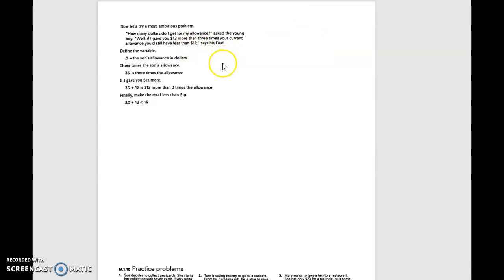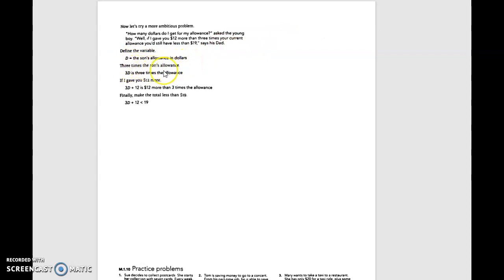Now, this problem is a little bit more complicated, but still we're going to follow our same 4 steps. How many dollars do I get for my allowance? asked a young boy. Well, if I gave you $12 more than 3 times your current allowance, you'd still have less than $19, says his dad. So we're going to look at some keywords here. D is equal to the son's allowance in dollars. That's how we're going to understand it.